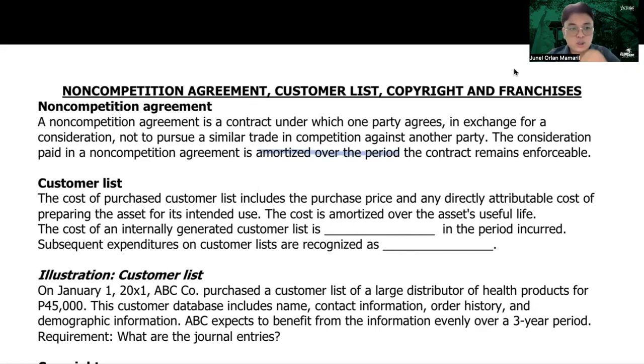Okay? Next, customer list. The cost of purchased customer list includes the purchase price and any directly attributable cost. So, makakapitalize ba ang ating customer list? Tatlong items yung kailangan nating tandaan. Dapat, una, purchase. At kung purchase man, ang kasali ay purchase price at directly attributable cost. Tapos, ma-amortize siya sa kanyang useful life. Okay? So, kapag internally generated customer list, it is always expense. And yung ating subsequent expenditures for customer list, expense ulit.